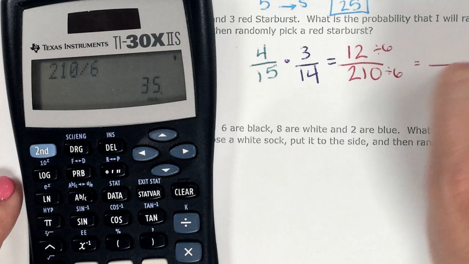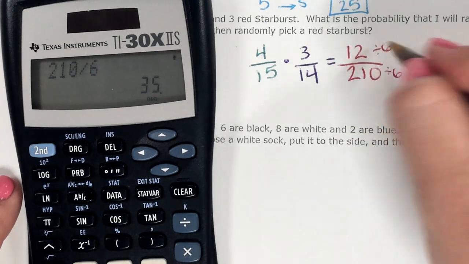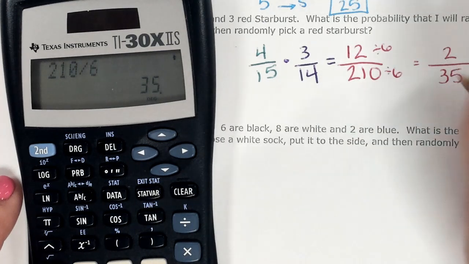And we get 35 on the bottom. And what's 12 divided by 6? 2. Now, does 2 over 35 simplify further? No.